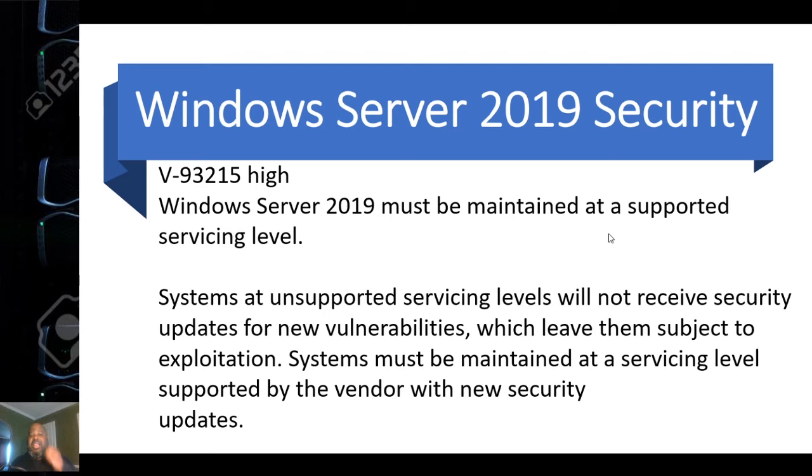Windows Server 2019 must be maintained at a supported level. Systems at unsupported service levels will not receive security updates for new vulnerabilities, which leaves them subject to exploitation. The system must be maintained at a service level supported by the vendor with the latest security updates. So when a patch comes out, hopefully we get it tested, get it through development and test, and get those patches out as soon as possible. Because when those patches come out, it tells the world what's vulnerable and what they're patching. So if you're not patching, the world really knows what's vulnerable on your server.